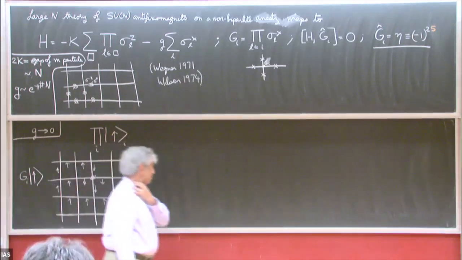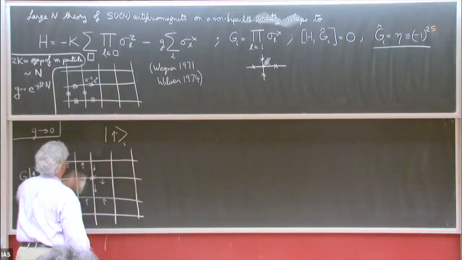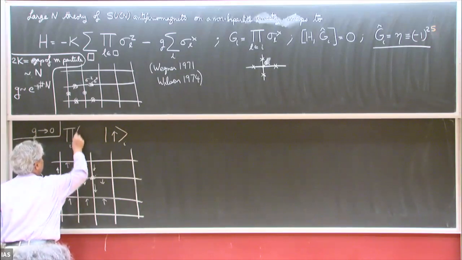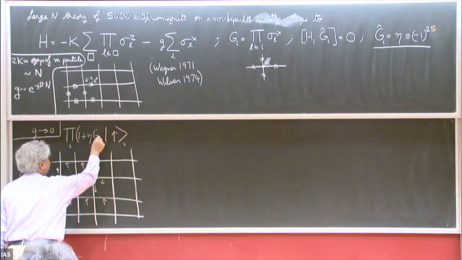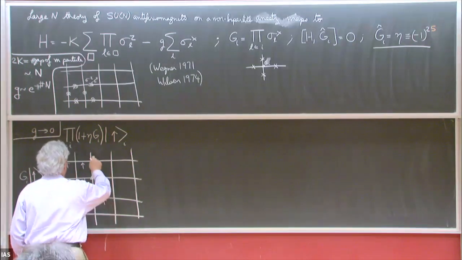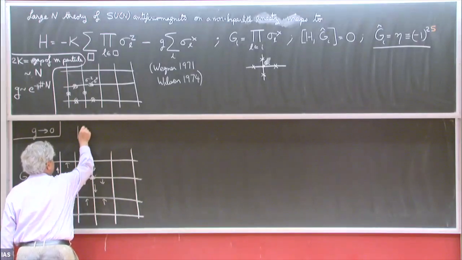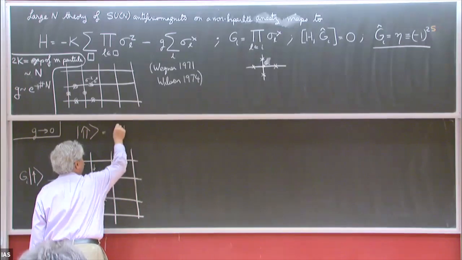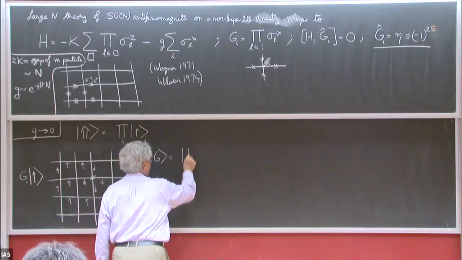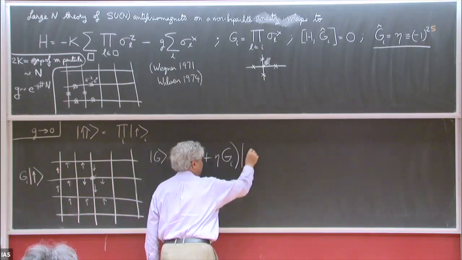All right, so that's not good enough. It turns out it's very easy to fix this, by using the fact that the G's commute with each other. I can write the following state. Let me define the state |all up> to be all spins up. And then my ground state, |0>, is the product over i of (1 plus eta G_i) acting on all spins up, where eta is a number, plus or minus 1.